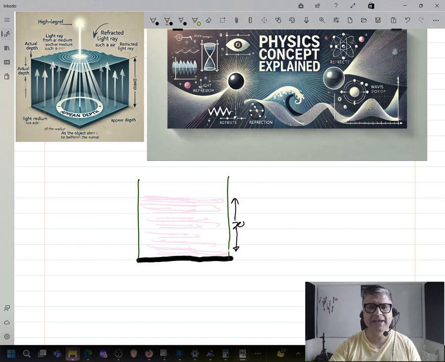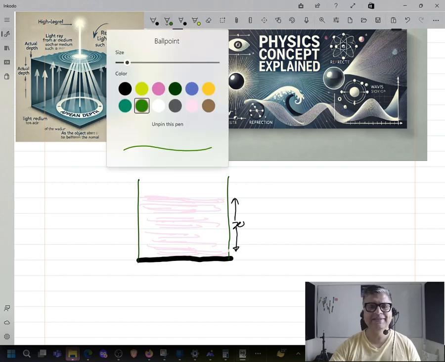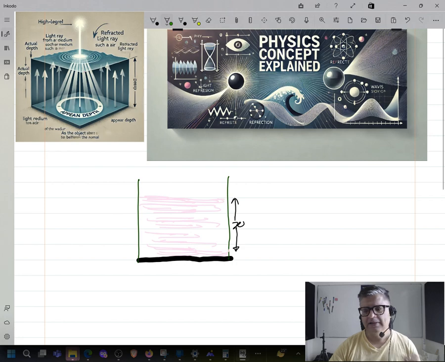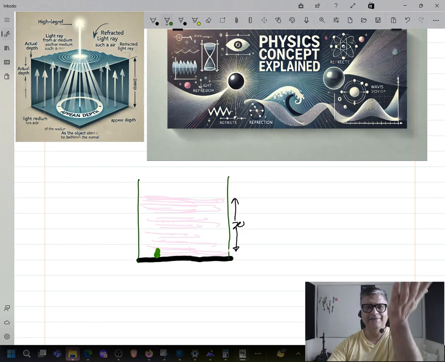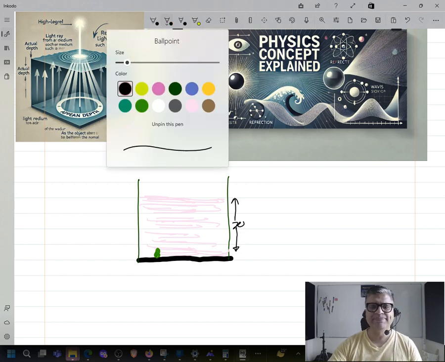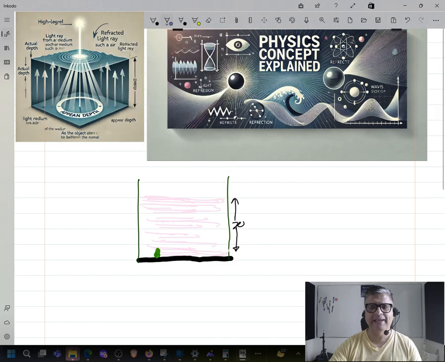The object which is inside the liquid is somewhere here. So this is your object, and we have to find how high it will rise up because of the concept of ray optics or refraction. Let me now start explaining what's going on in this situation. The idea is to explain the concept and ensure that it gets ingrained in you.